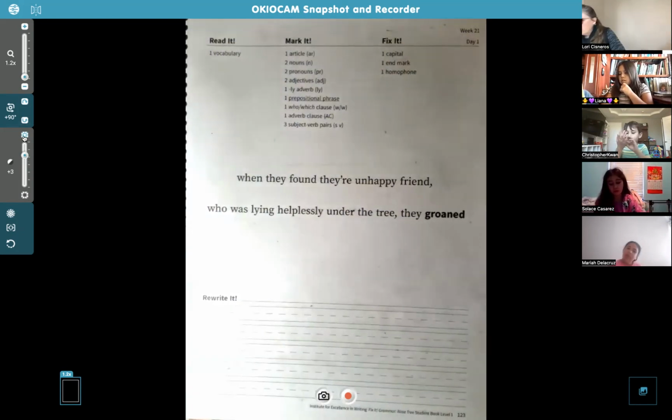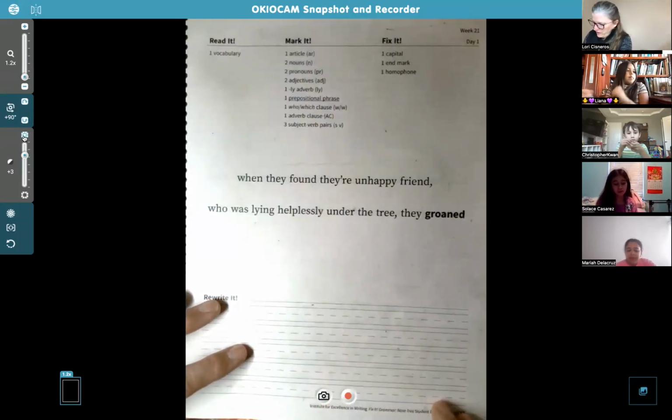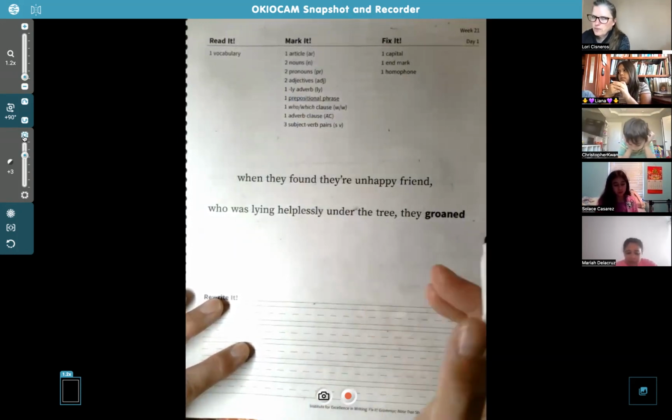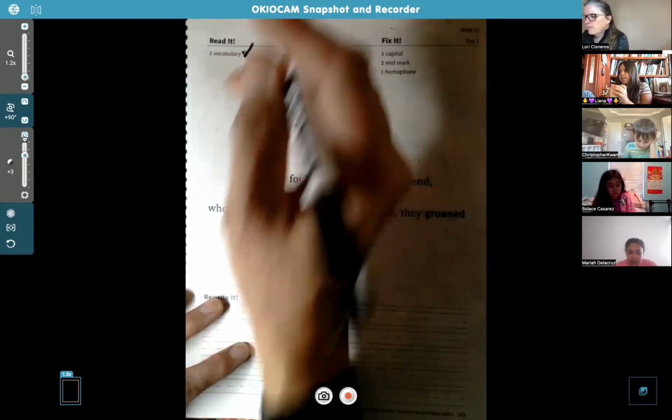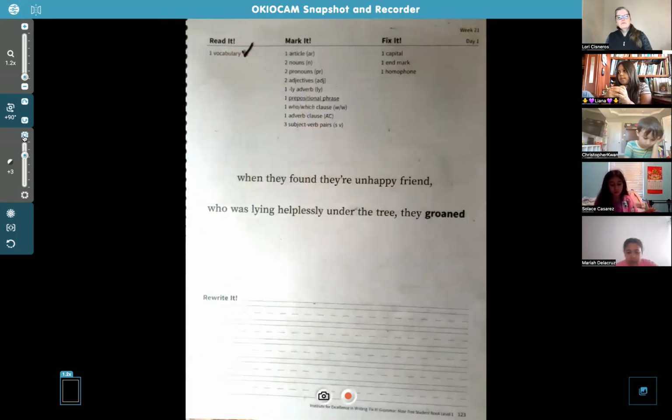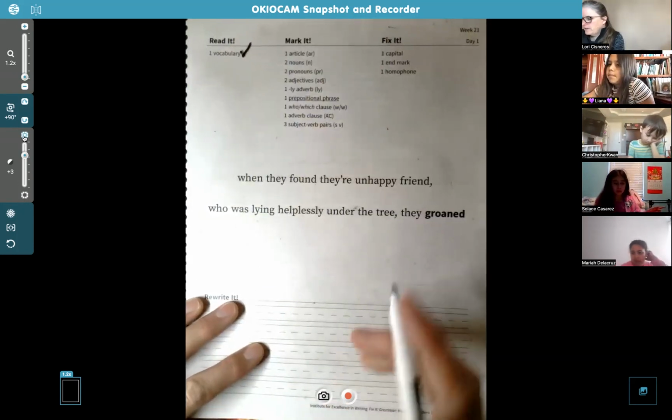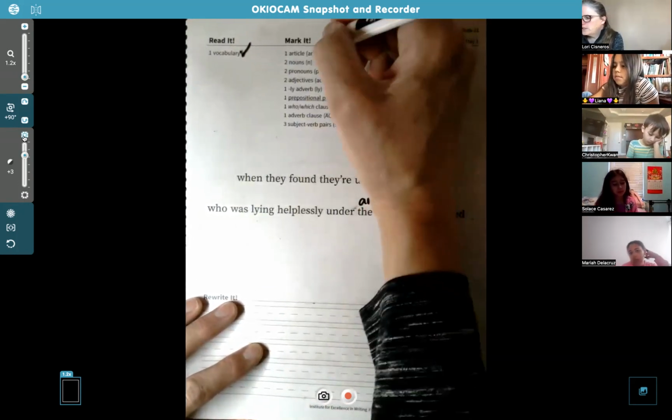Good. Groaned is our vocabulary word. That's a sound that we make, right? It's like a deep sound with our voice. It's not a word, it's just a sound. Usually if we're in pain or if we're really tired or sad about something, we groan, right? So it's a verb, but go ahead and put a check mark by vocabulary. There's one article, go ahead and find it by yourself and mark it. Check that off.